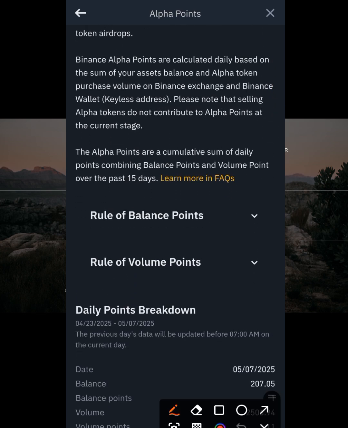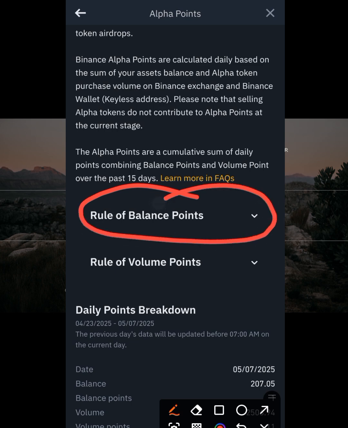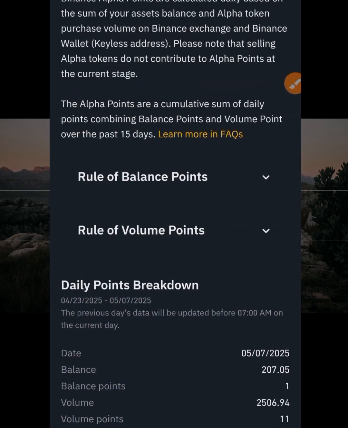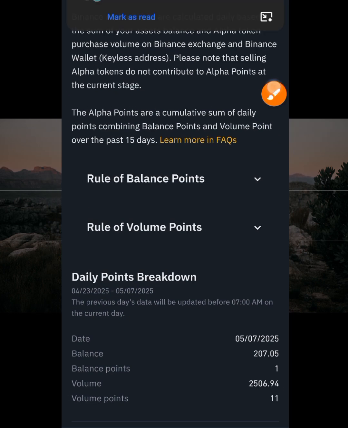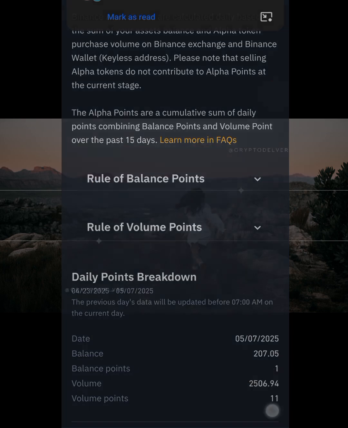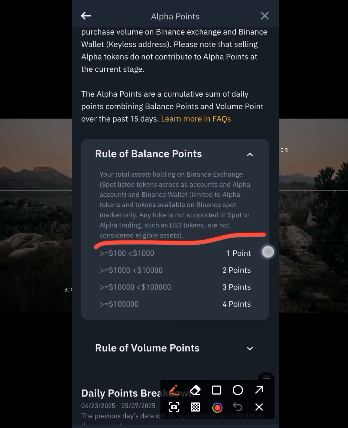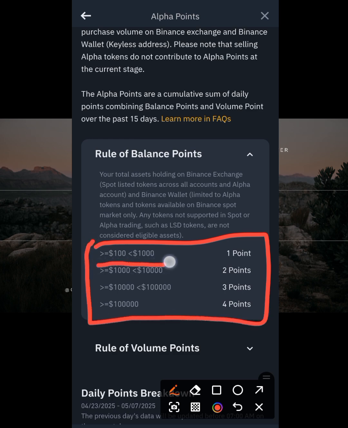Now there are two ways. Number one, you can get points by holding some balance in your wallet, and number two, you can get points by performing transactions. For points earned through balance in your wallet, just click on this balance to expand it and read the point system. The first one says if you hold from $100 to $1,000 in your wallet, you earn 1 point, which is what the majority of us will be holding. Those of you who have more can go for higher tiers.